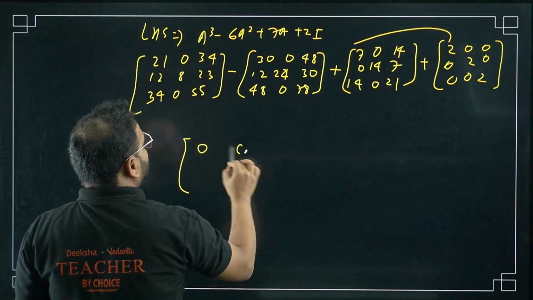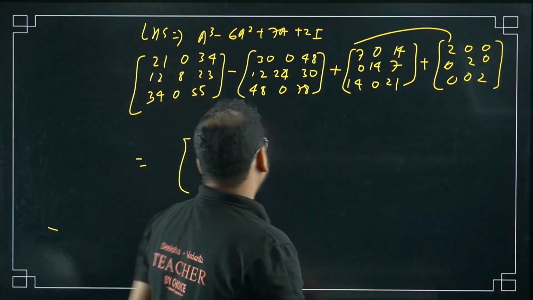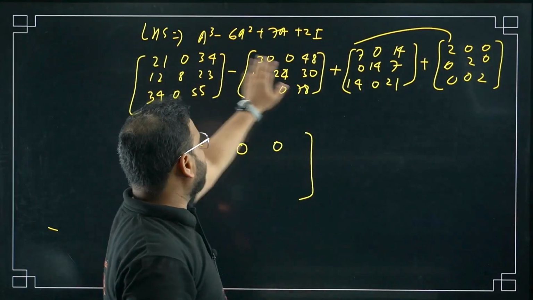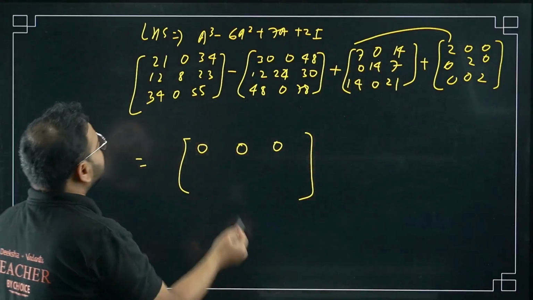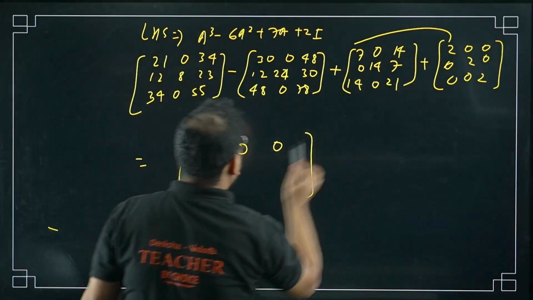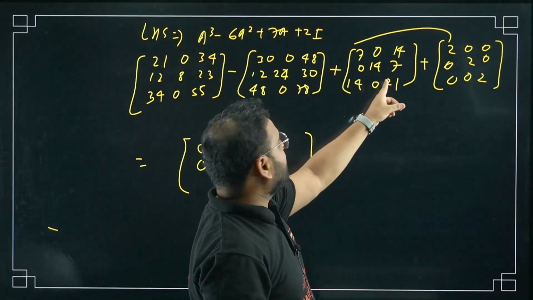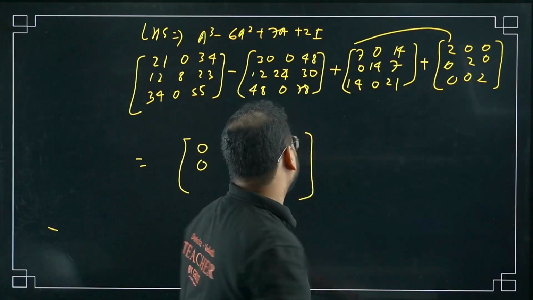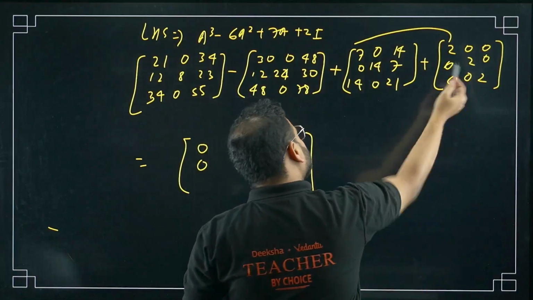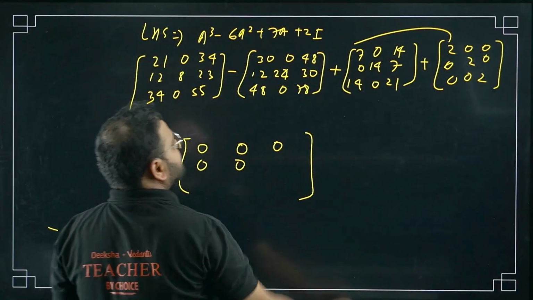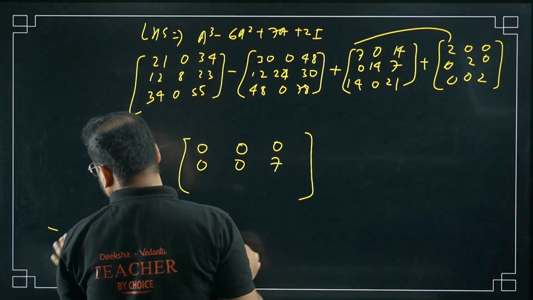Next, 0 plus 0, anything you take, 0 only. 34 minus 48 is minus 14, plus 14, again 0. 12 minus 12 is 0. 8 minus 24 is minus 16, plus 14 is minus 2, plus 2 over here becomes 0. Last one, 23 minus 30 is minus 7, plus 7 here becomes again 0.